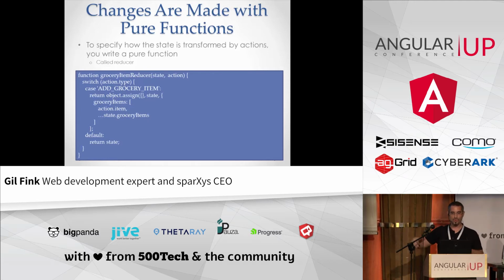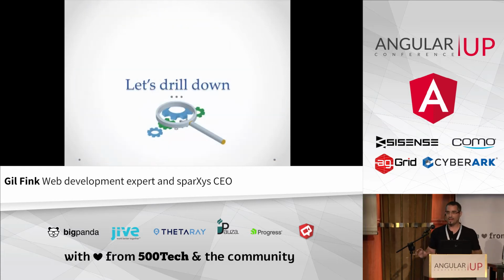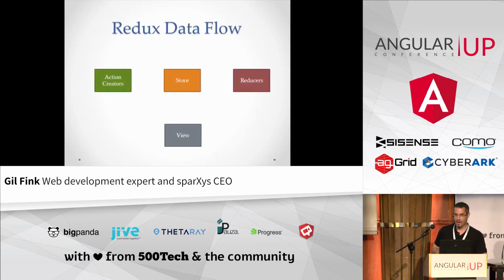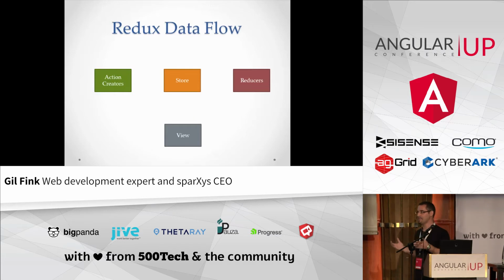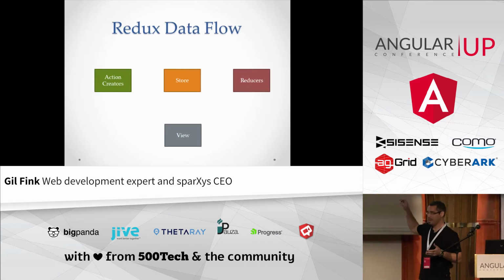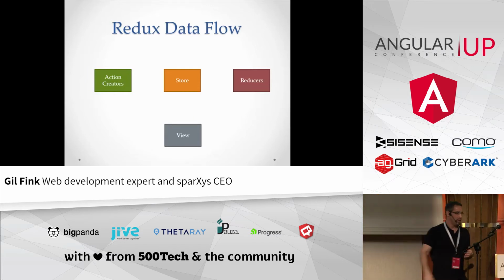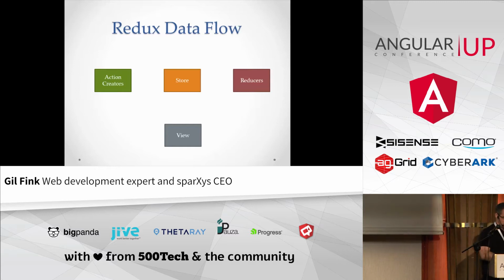I'm just moving one step forward and creating another state which I'm going to use. So let's drill down. I said that Redux is a data flow pattern. How does it work? We have 4 different actors in Redux: the view, an action creator, the store, and reducers.